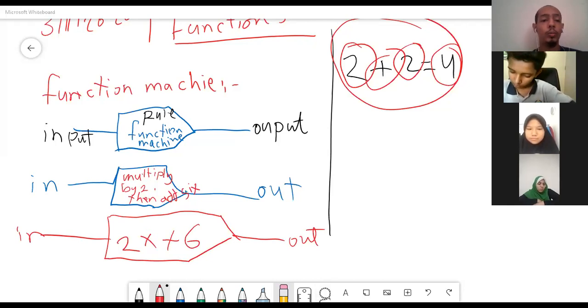Now, how can we represent that? Let's take this example.